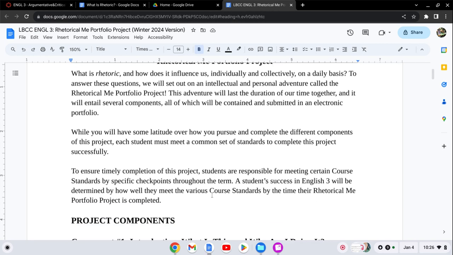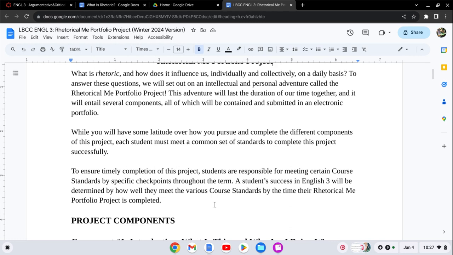To ensure timely completion of this project, students are responsible for meeting certain course standards by specific checkpoints throughout the term. A student's success in English 3 will be determined by how well they meet the various course standards by the time the Rhetorical Me Portfolio Project is completed.